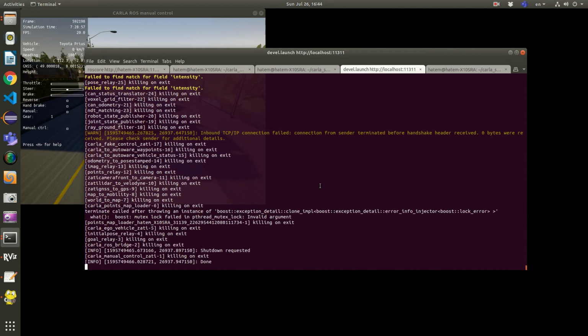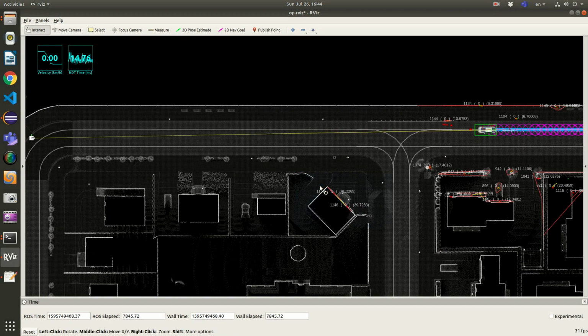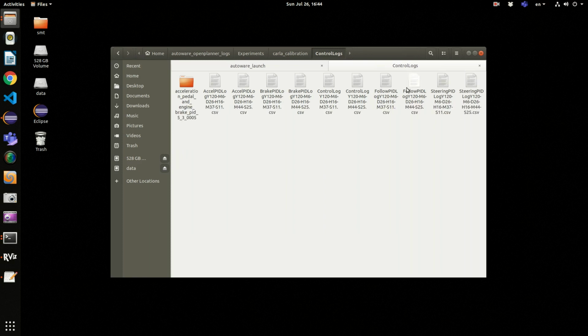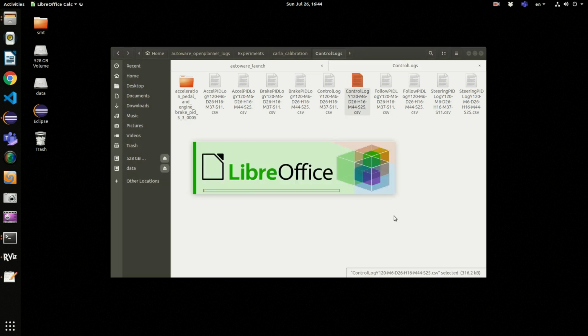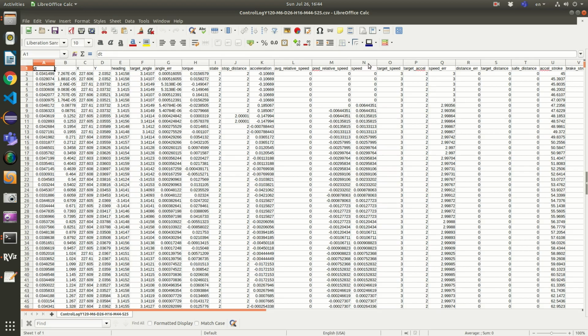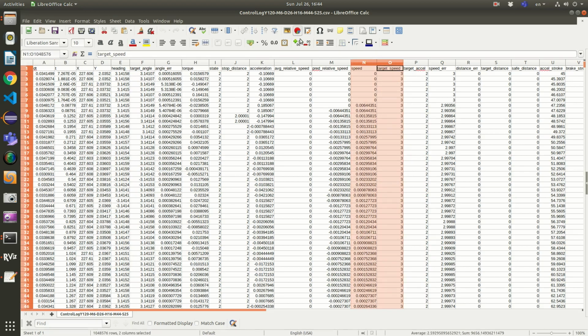We turn off everything and go back to our logs. We have another set of logs. From the timestamp we can know which one. Usually the latest will be next if you sort by name. So let's check the controller logs and check speed versus target speed.